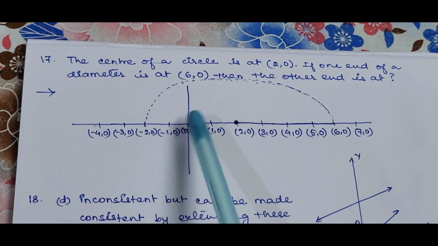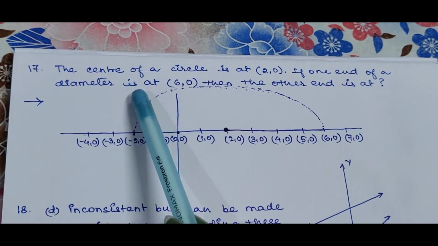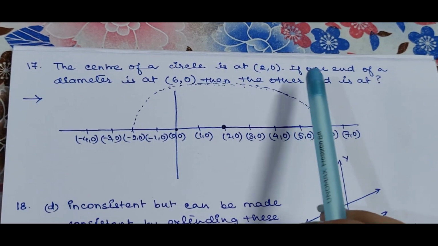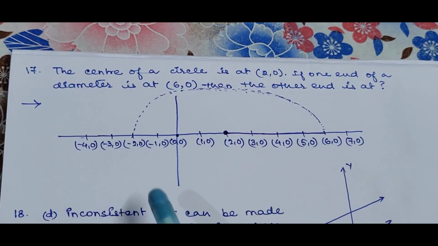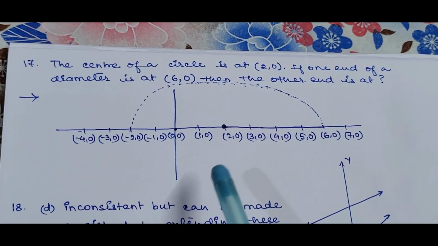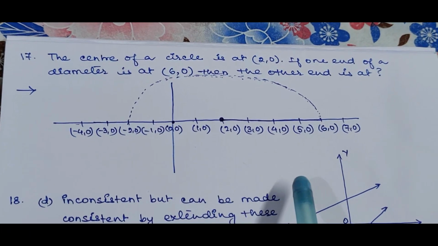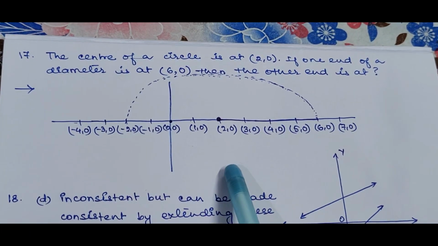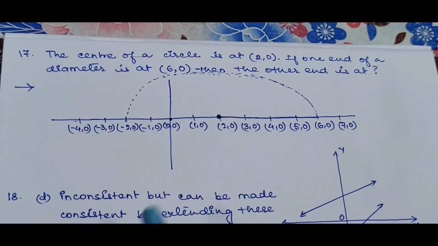Question 17. It says that the center of a circle is at 2, 0. If one end of a diameter is at 6, 0, then the other end is at... We need to find it. Now, I would say that you don't have to do any calculation here. If you want to, you can. But since this is an MCQ and you would try to save time here, I have a trick here.